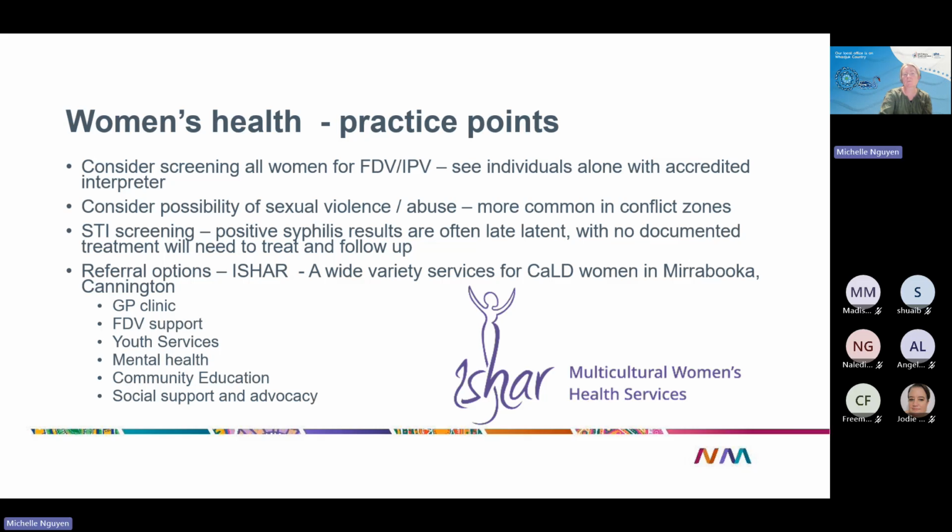Consider screening all women for FDV and intimate partner violence, seeing individuals alone with accredited interpreters, and considering the possibility of sexual violence, which is unfortunately more common in conflict zones. And I've just mentioned ISHA already. It's really worth looking at their website, because they have an enormous amount of services available to women.